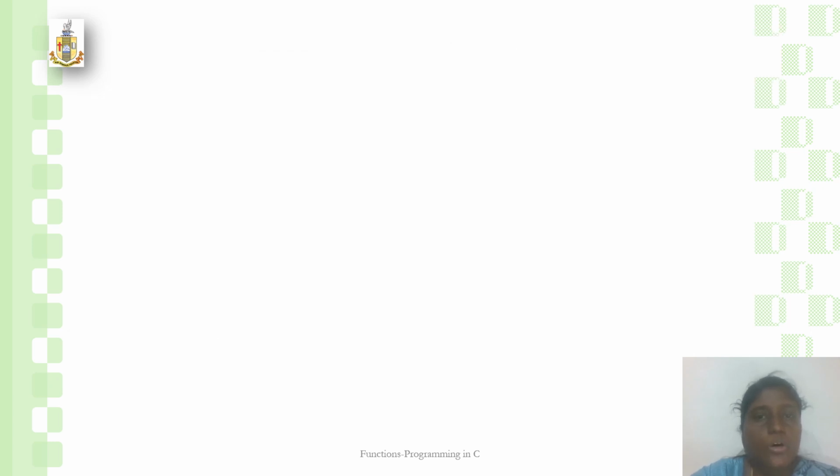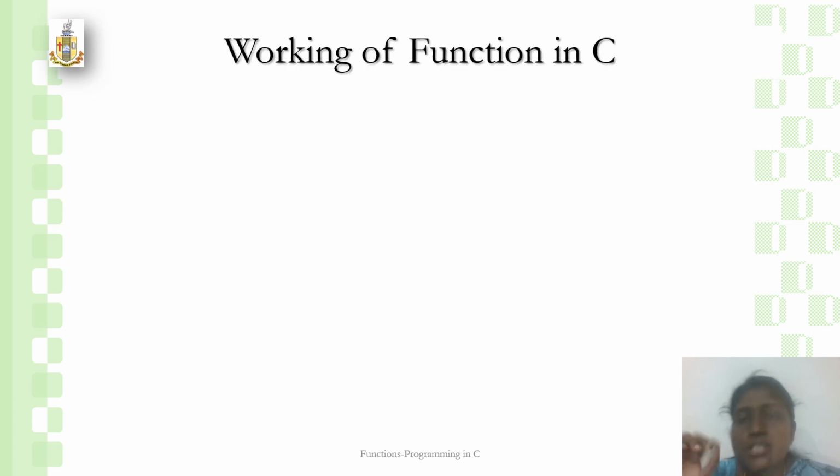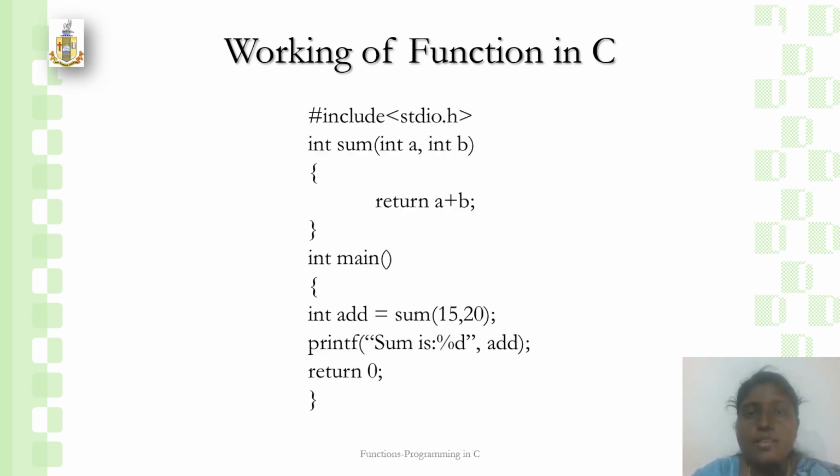Then we are moving on to how functions work in a C program. We have seen separately how we can declare a function, how we can call a function, and how the definition goes. So here is an example of how the function will actually work. This is the simple program of the sum of two integers. So here is the program.